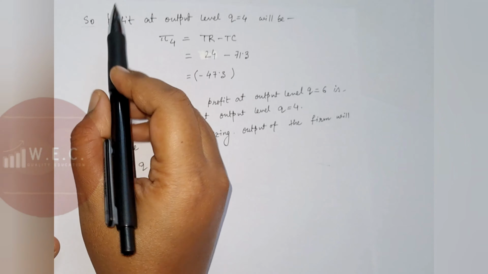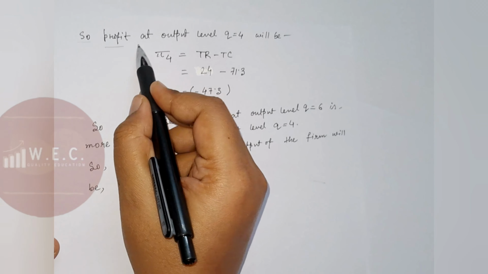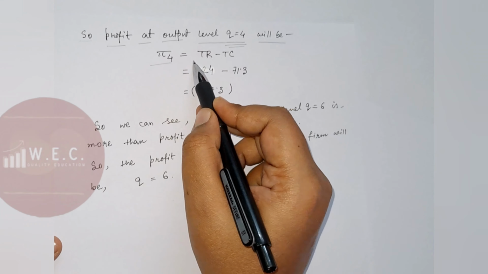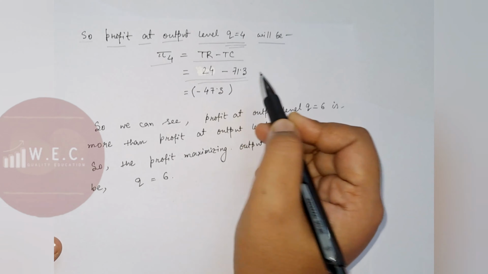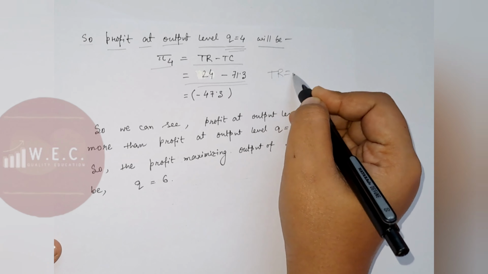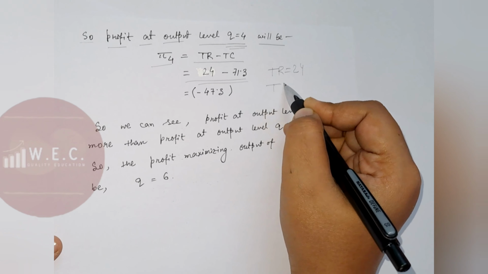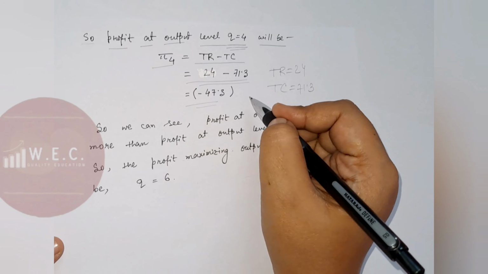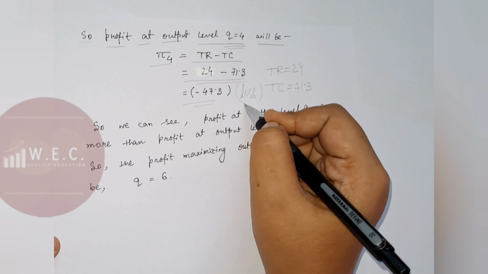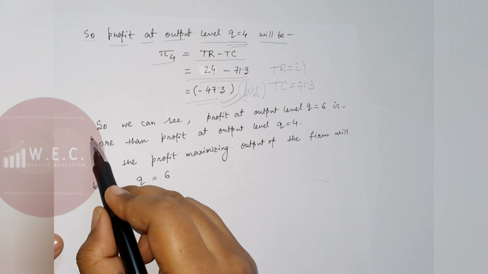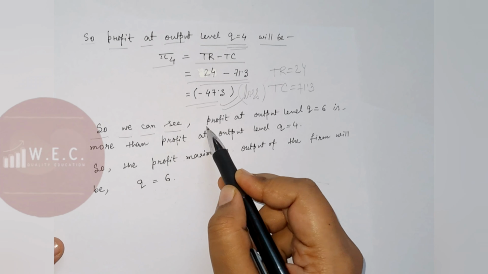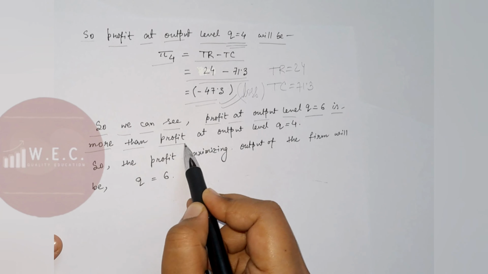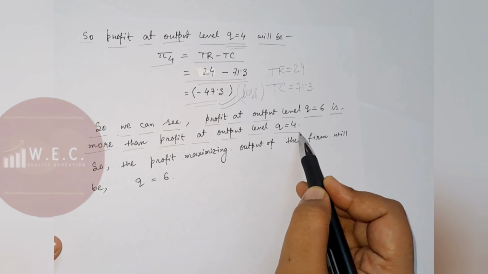So profit at output level Q equals 4 will be TR minus TC. TR is 24, and TC, whose derivation you have already seen, is 71.3 at output level Q equals 4. So the subtraction of TC from TR will be minus 47.3. That is, here also the firm has made a loss.